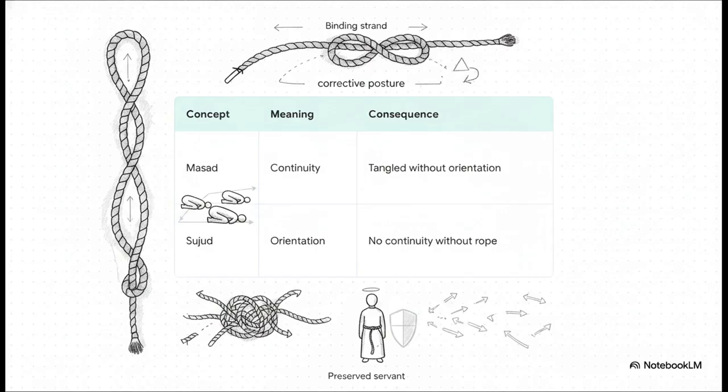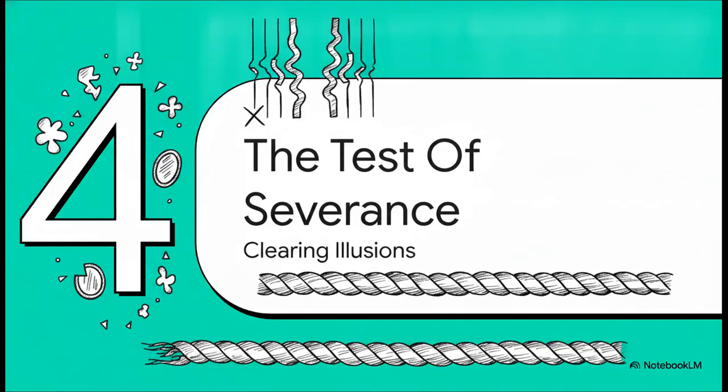It's like headphones left in your pocket too long. And orientation without a rope, you have no continuity at all. Put them together and they create the preserved servant, bound by the strand and oriented by the prostration. Section 4, the test of severance and clearing the illusions.